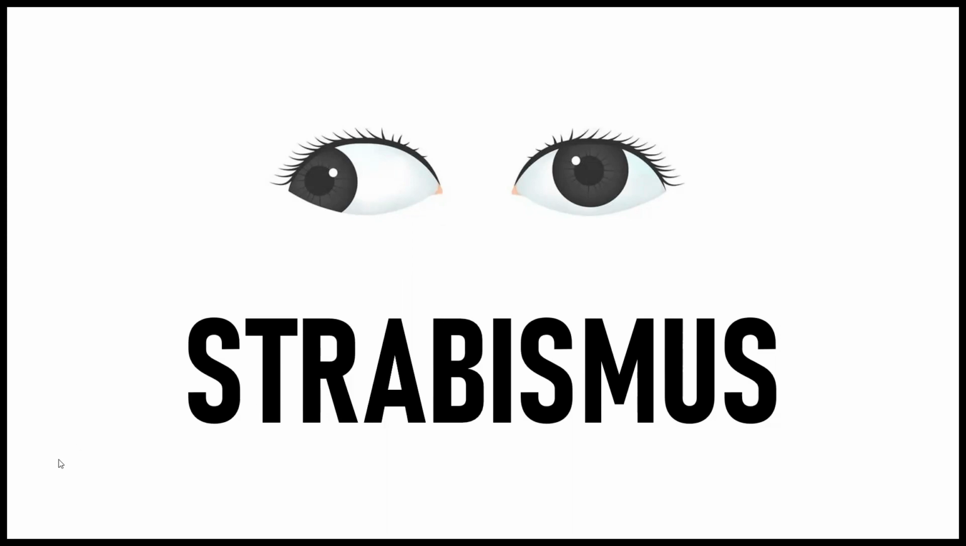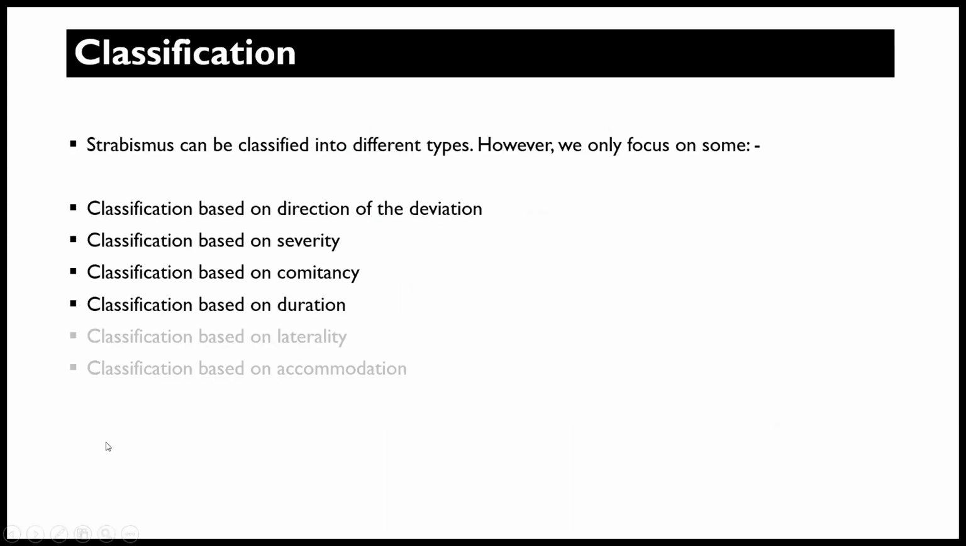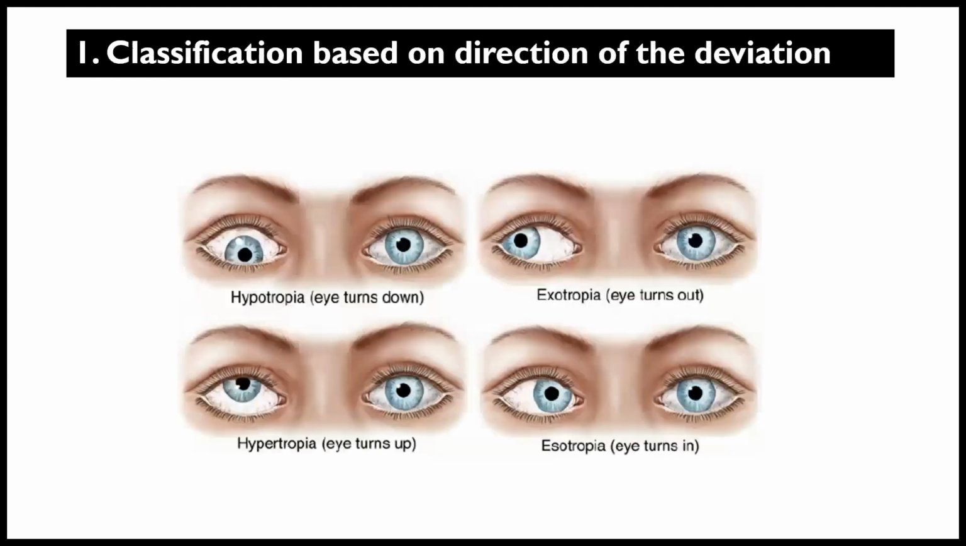So now we delve into the classification of strabismus. We can classify strabismus based on different bases or different reasons. It can be classified depending on the direction of the deviation, or how severe it is. Then we can also classify based on the duration and also based on comitancy. However, these are not the only classifications of strabismus, as you can find in different literature. There are so many types of classification out there, but I found this to be relevant for you. So the first classification is based on the direction of the deviation.